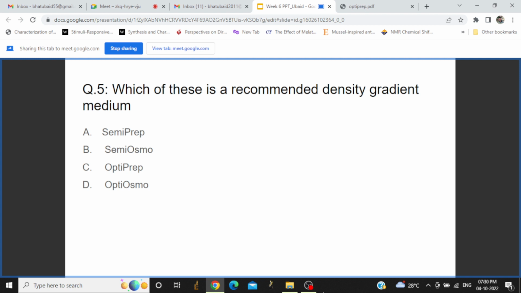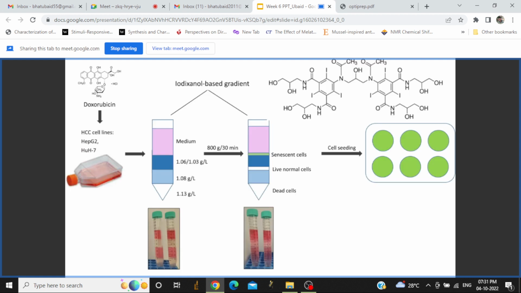Another question, question number five: which of these is a recommended density gradient medium? Semiprep or Semi-osmo, OptiPrep, Opti-osmo? Anyone knows the answer? Yes, OptiPrep. So OptiPrep is the commercially available density gradient. It is made up of iodixanol, a chemical, and like sucrose, different other types of density gradients are used. So OptiPrep is this iodixanol-based gradient which is used for centrifugation.